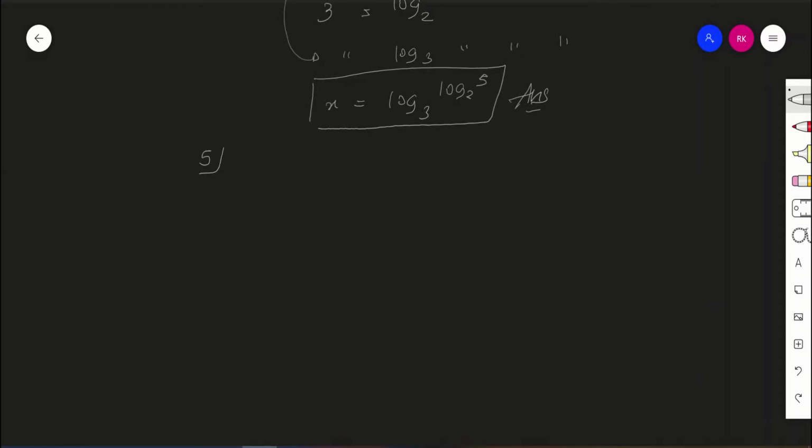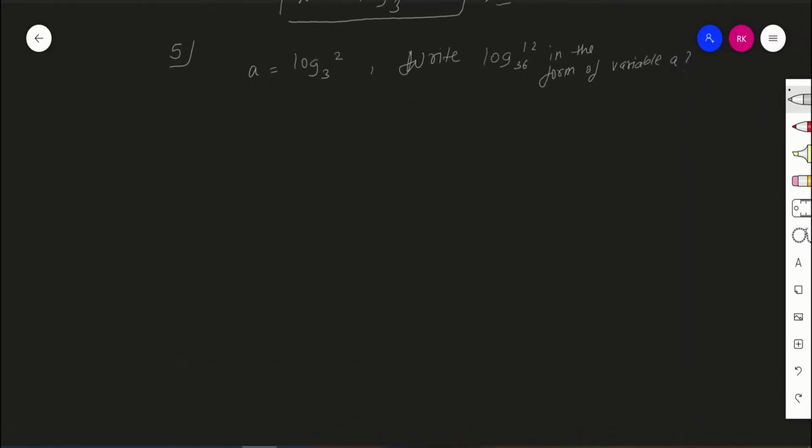The fifth question is: if a is equal to log 2 base 3, then write log of 12 base 36 in the form of variable a.